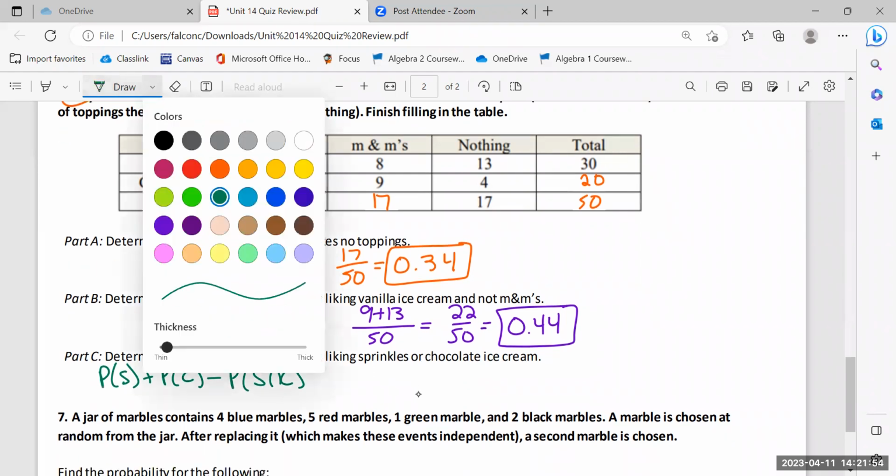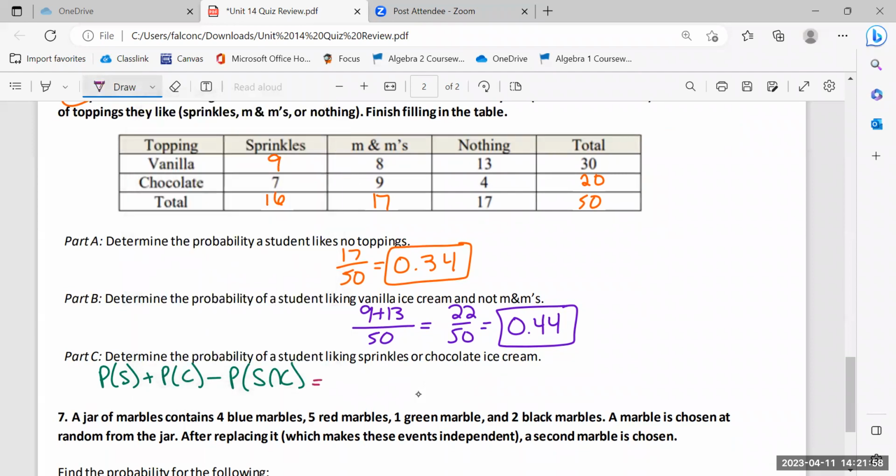Okay, so probability a kid likes sprinkles. So let's look. We want the total amount of kids that like sprinkles. So the 16. So 16 out of the 50 kids. Then we want probability of chocolate. So look at your chocolate row. We want total amount of kids that like chocolate. So 20. So 20 out of 50. And then we subtract their intersection. So where chocolate and sprinkles cross. So the 7. So 7 out of the 50.